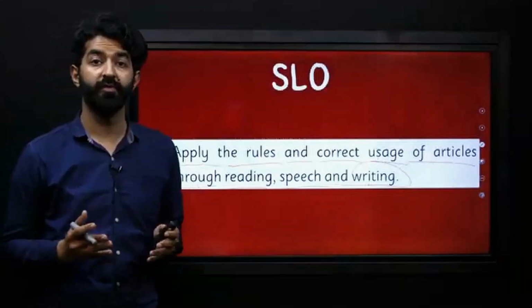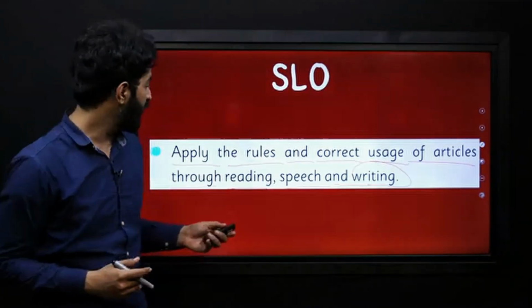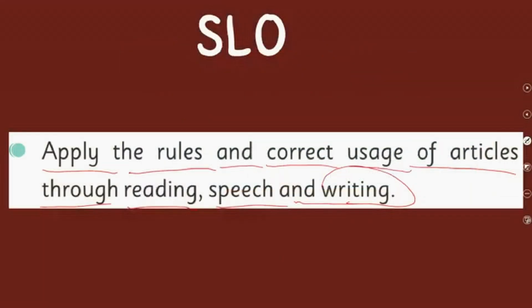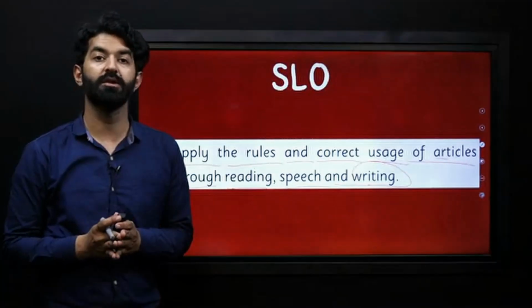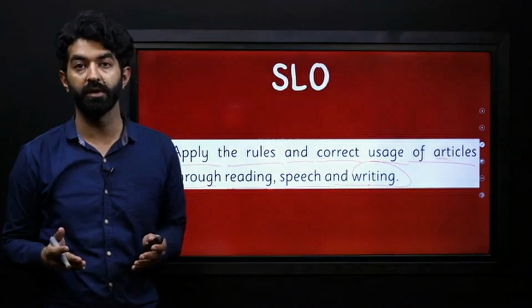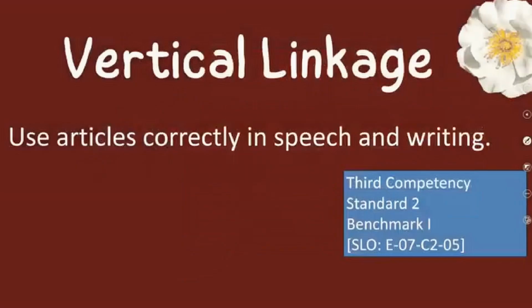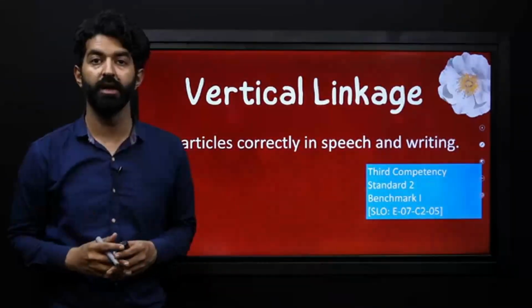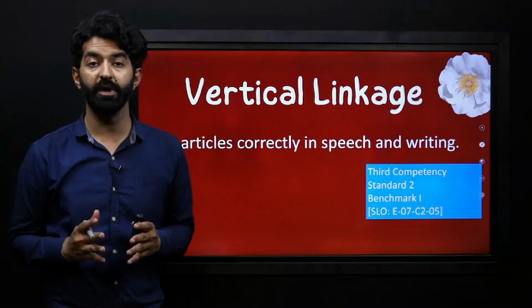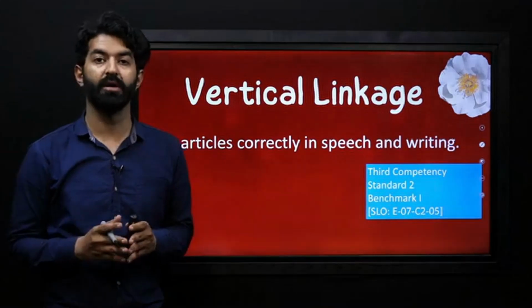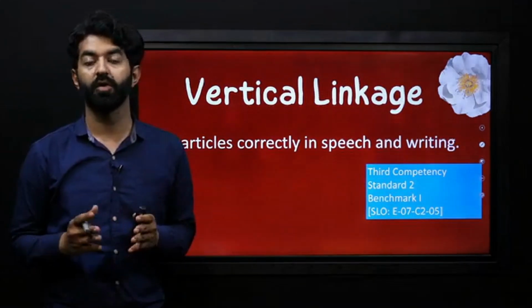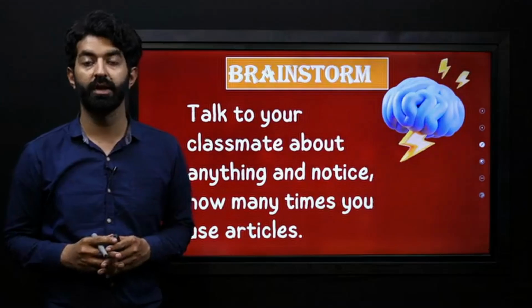So it's self-explanatory, it's very simple. We have to correctly use the articles, read and understand how the articles work, the rules, and obviously we will see it in both our writing and in our speech. So now here is a vertical linkage of our SLO with the previous grade that we have already studied. You are very much familiar with articles a, an and the, how they are categorized in two categories, and so forth. So let's begin our lesson.